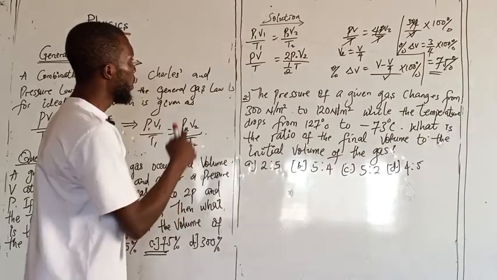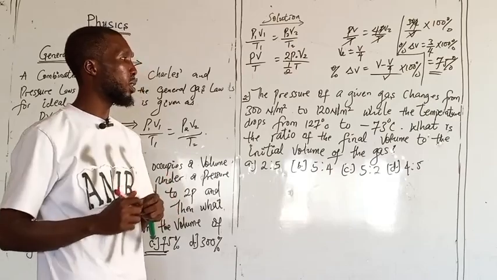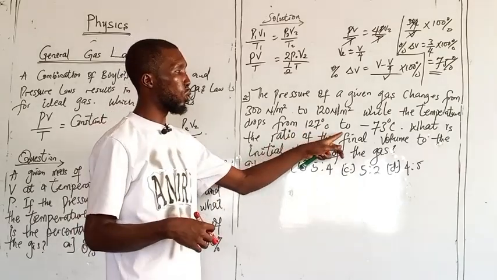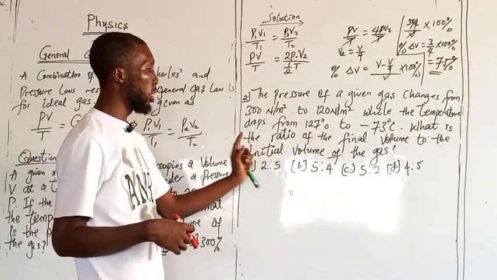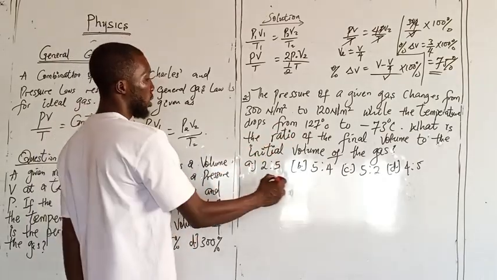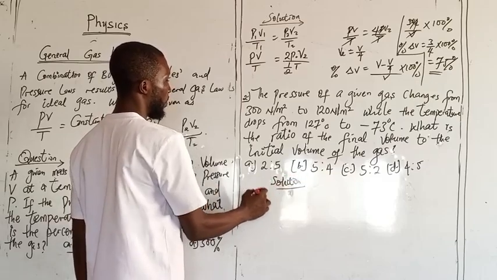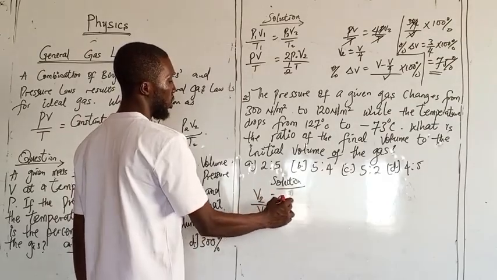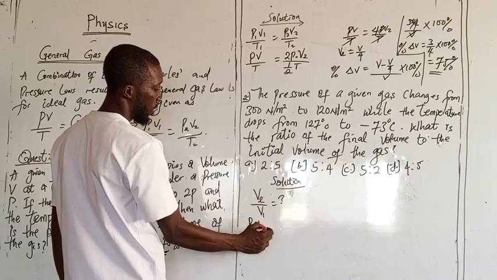Let's see question number 2, which says that the pressure of a given gas changes from 300 Newton per meter square to 120 Newton per meter square, while the temperature drops from 127 degrees Celsius to negative 73 degrees Celsius. What is the ratio of the final volume to the initial volume? In this question, it is also a compression, but we have to find V2 over V1. This is what we have to evaluate.